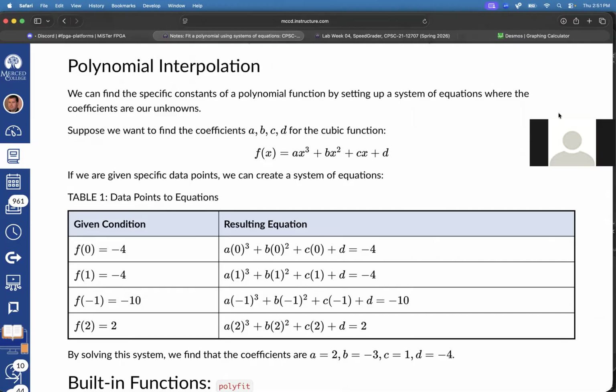And so when we talk about polynomial interpolation, what it means is we've got a polynomial. So in this case, here's an example polynomial, f of x equals ax cubed plus bx squared plus cx plus d. So this is a third degree polynomial. And what we could ask ourselves is, what would the a, the b, the c, and the d need to be for something specific to happen?